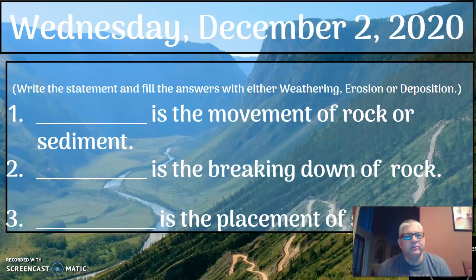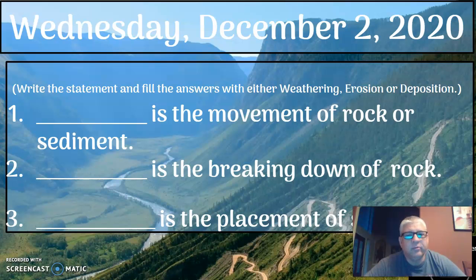Okay, students, the answers to these three questions are, let me read it to you. Blank is a movement of rock or sediment. The answer would be erosion. It's moving the rock or sediment from one place to another. That's called erosion. The next one is the breaking down of rock, and that would be weathering. Weathering breaks down, then the particles erode.